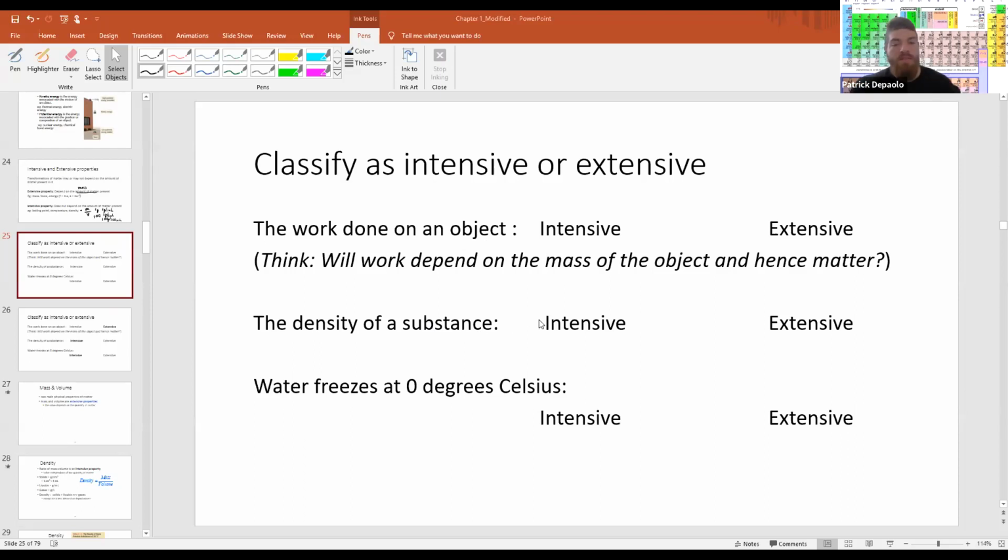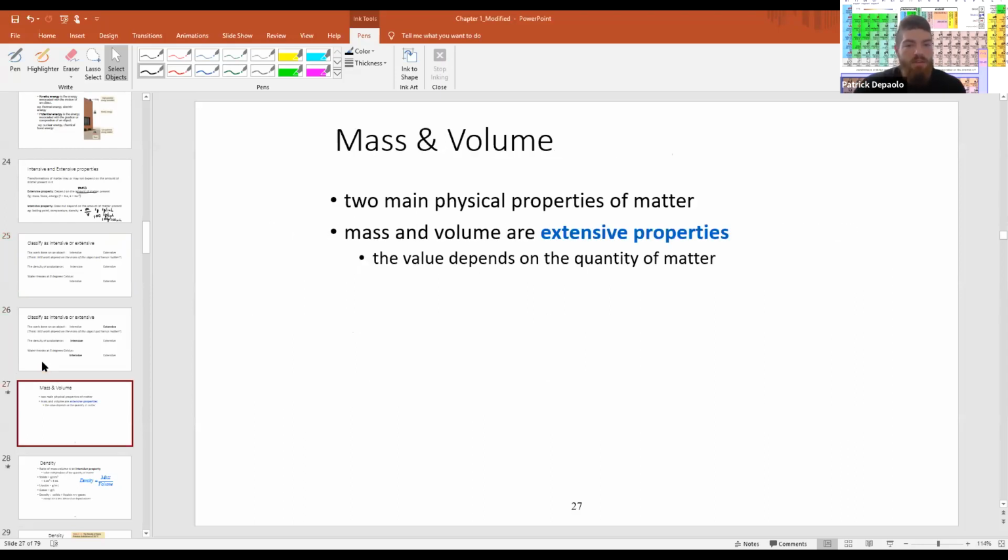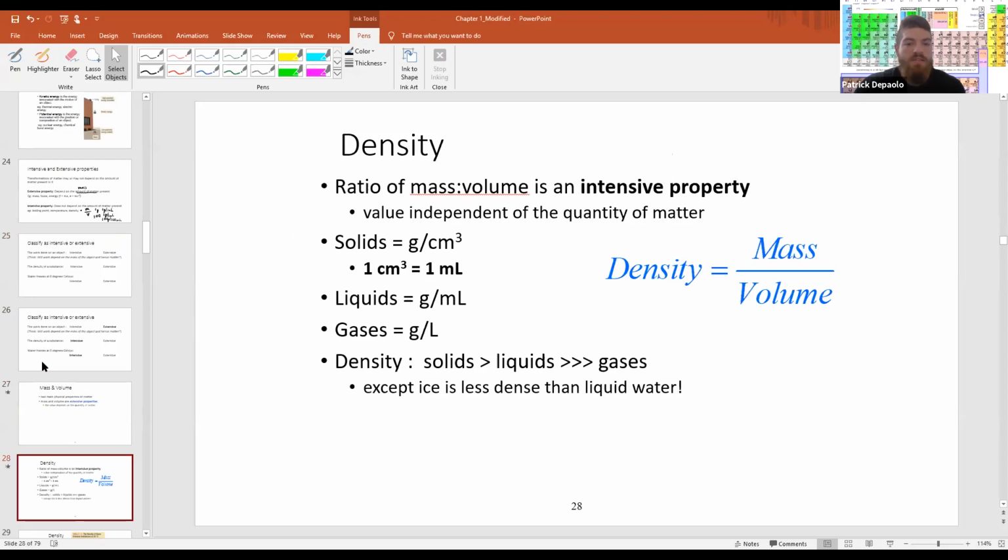Density, we just talked about as being intensive. Water freezes at 0 degrees Celsius. That would be intensive. It doesn't matter how much water you have, it will always freeze at 0 degrees Celsius. Well, look at that, I'm so smart. Okay, so we did that. We talked about those.